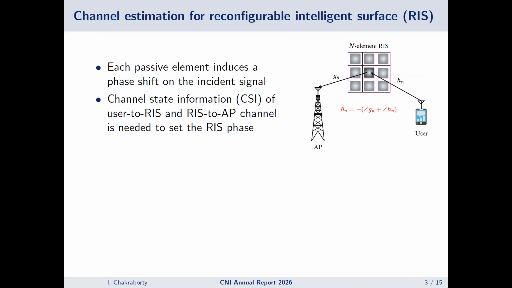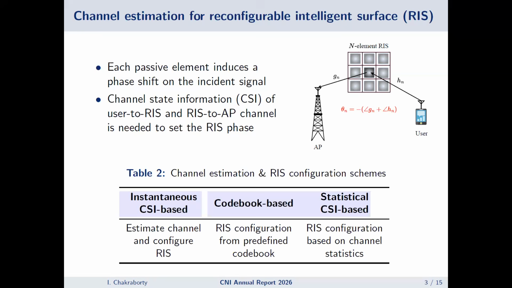Now, you might ask me, is this the only way to do this? No. There are lots of other schemes. First one is this instantaneous CSI based scheme where you estimate the channel and configure the RIS accordingly. For codebook based schemes, you choose the RIS configuration from a predefined codebook, and the codeword that gives you maximum received signal, you choose that. Statistical CSI based scheme completely demolishes this idea of training or estimating the channels. It configures the RIS based on the channel statistics.